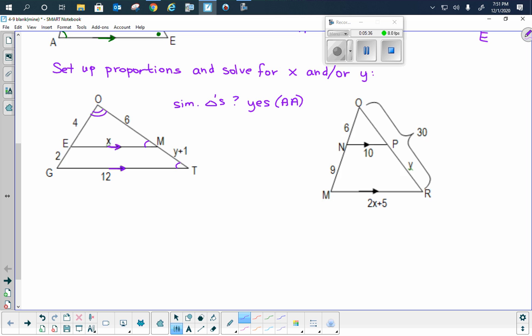So go ahead and map them together then. Remember, the top one or the one that's to the left the most is what I consider the first triangle. That one should be alphabetical just to make it easier for us to talk. So I would have EMO is similar to triangle, matching the symbols, GTO.